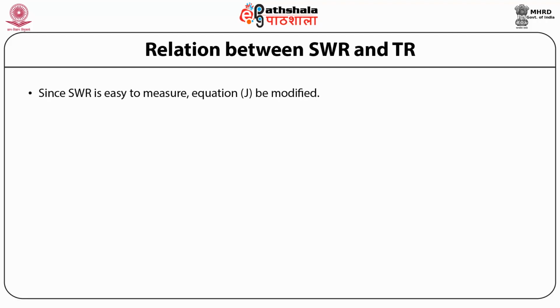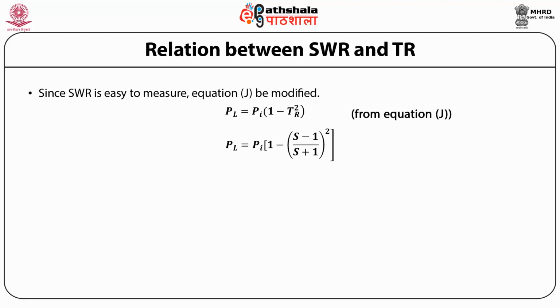Since SWR is easy to measure, the equation can be modified, and it is PL equal to PI multiplied by 1 minus gamma R square, modified to PL equal to PI multiplied by 1 minus, S minus 1 divided by S plus 1, to the power 2. And PL is equal to PI multiplied by 4S divided by S plus 1, to the power 2.